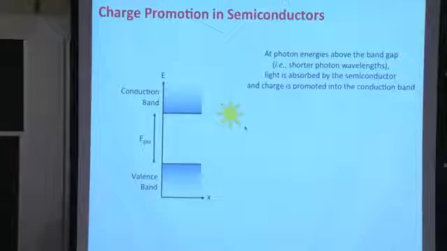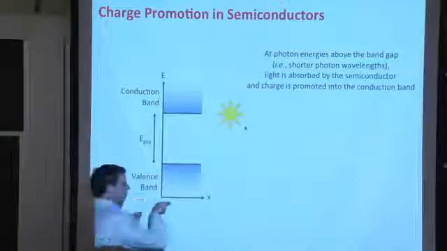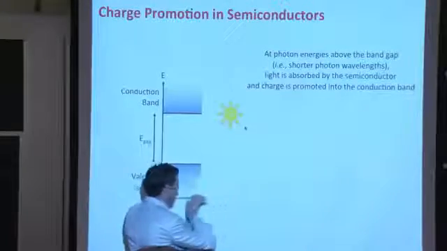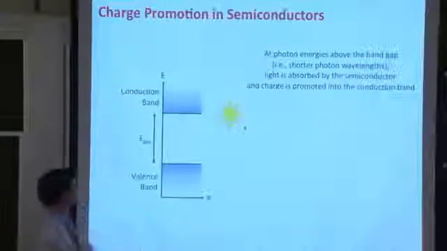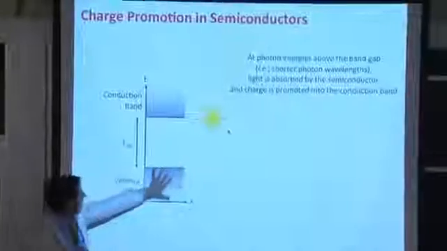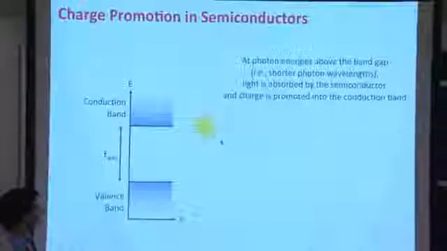I'm plotting E in the ordinate and X, real space, in the abscissa. And again, X because ultimately we'll be looking at the cross-section of the solar cell in X and describing how charge gets extracted from the device. So that's where we're going to be using X in this axis. Now we have sunlight here outside of our device, and it's going to be shining light onto the semiconductor crystal.